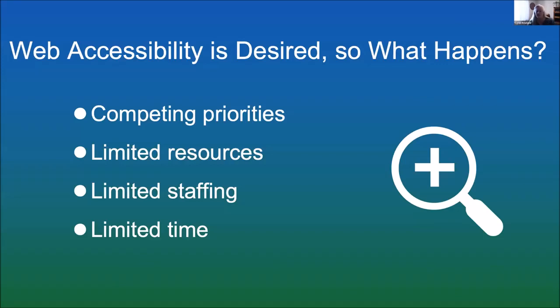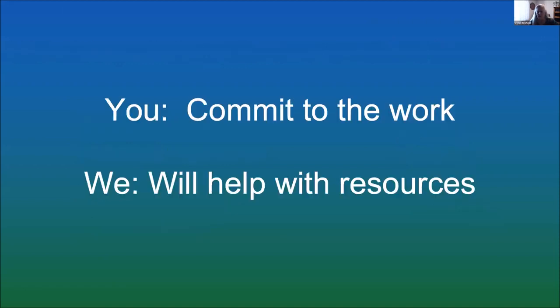You want to do it, but you don't quite know what happens next, because you do have competing priorities. You do have limited resources, limited staffing. Many of you don't have a webmaster of your own. You purchase a template, and if that template is not accessible, what do you do about it? And you do have limited time. So in thinking through all of these things, this is really the genesis for the guide that we created for the MacArthur Foundation. Our thought was, you commit to the work, and we're going to help you with those resources.